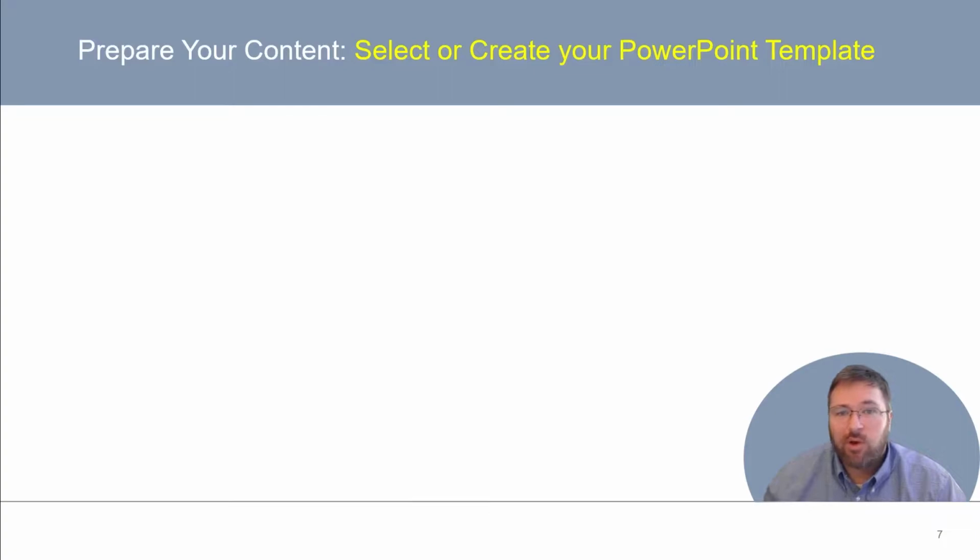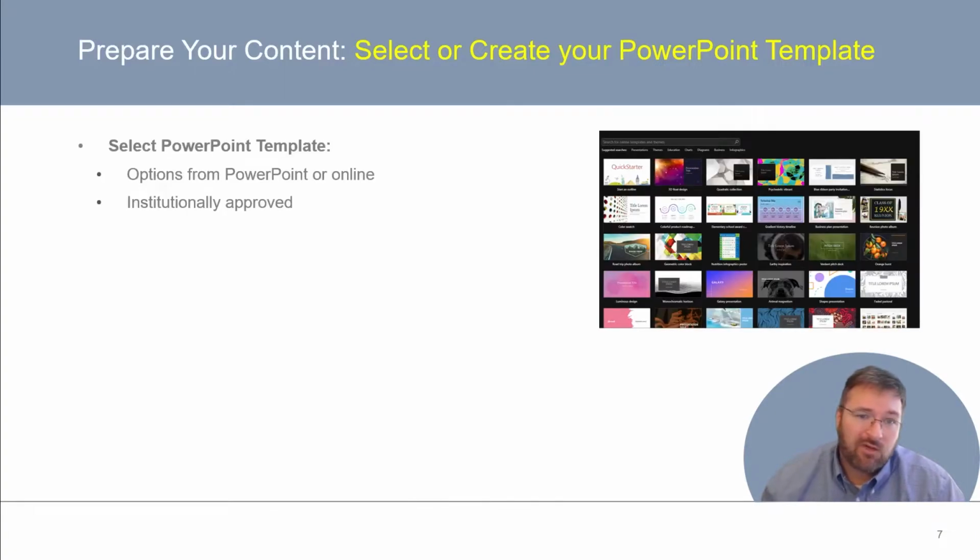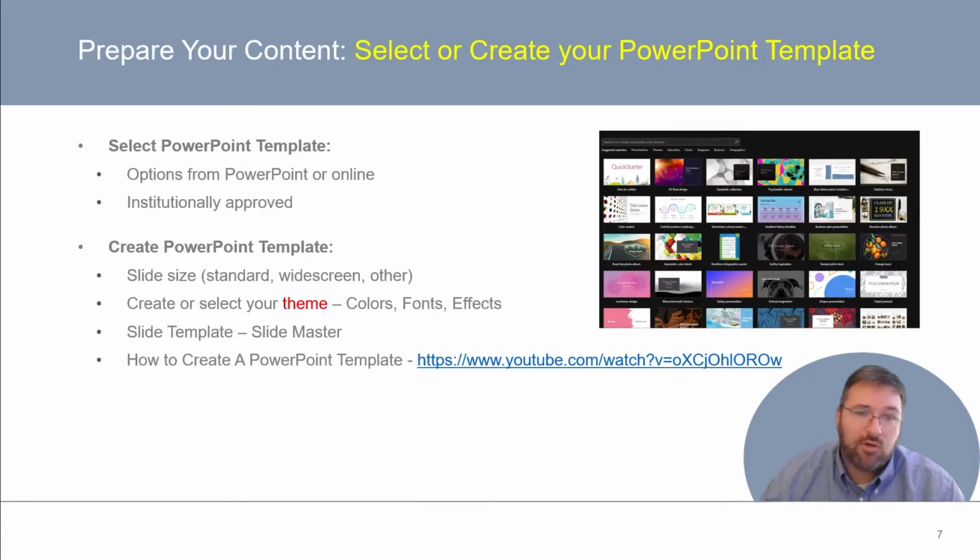Alright, so the first thing you might want to think about is selecting or creating your PowerPoint template. PowerPoint itself offers some options you can choose from, or you might need to use some institutionally approved PowerPoint template. Alternatively, you can create your own PowerPoint template from scratch or by modifying some other template. Here you need to think about things like the size of your slides, in other words, standard, widescreen, or other. You want to create the theme of your slides, including customizing colors, fonts, or effects. And you'll want to set up the overall slide templates using Slide Master.